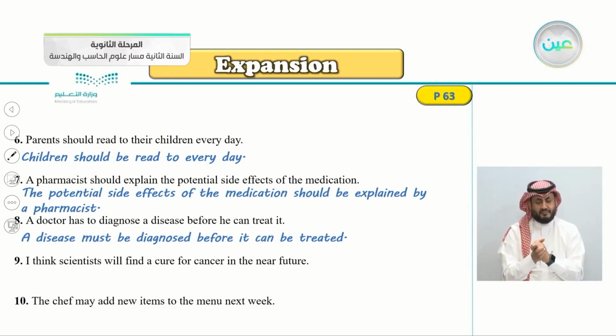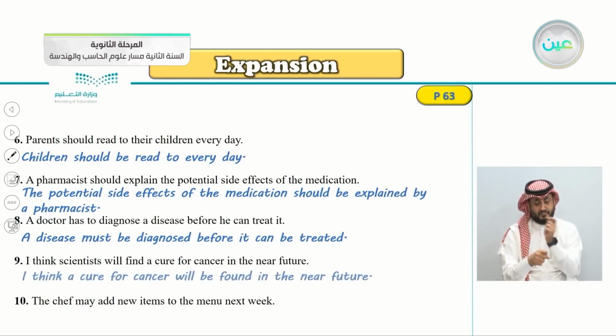So, begin with the object, a cure. So, I think a cure, so this is the object here, but we began with I think. I think a cure for cancer will be found. So because this is the auxiliary verb here, will be found in the near future.